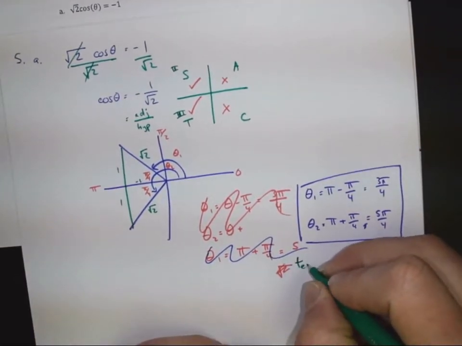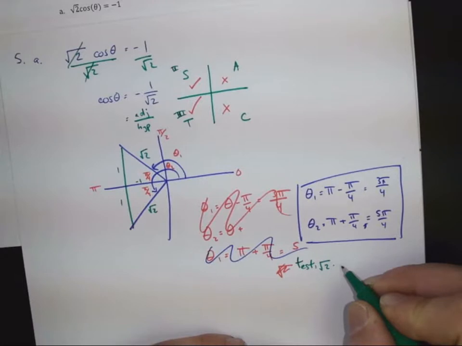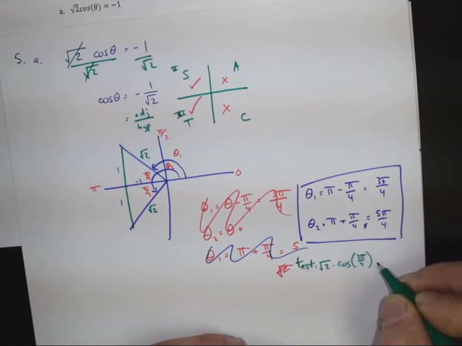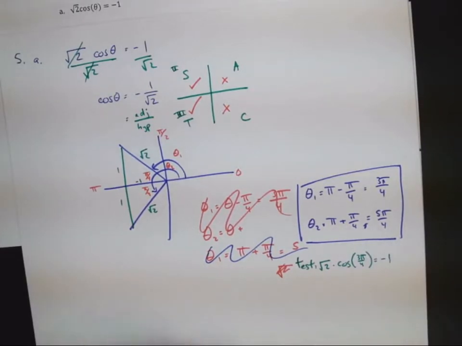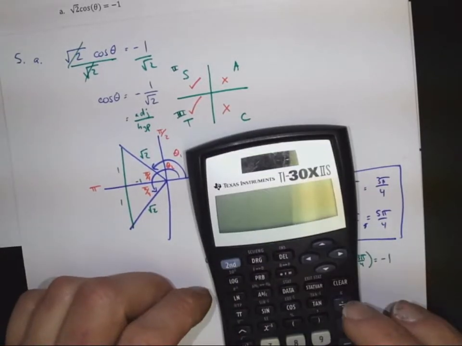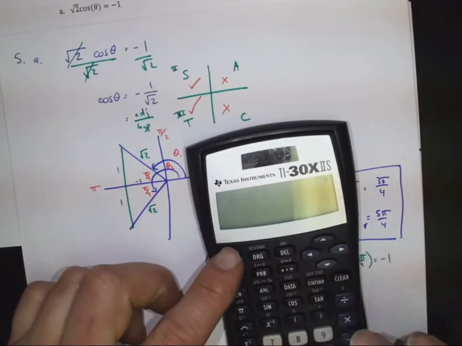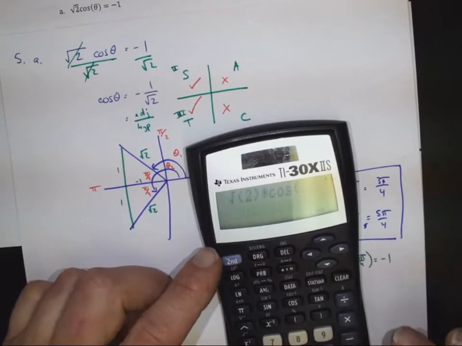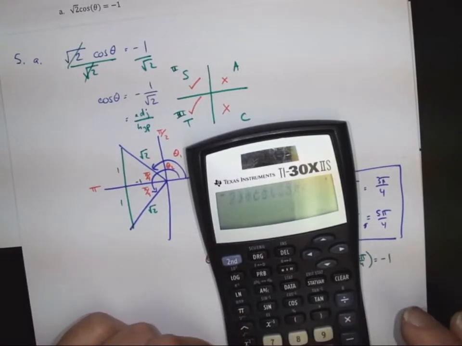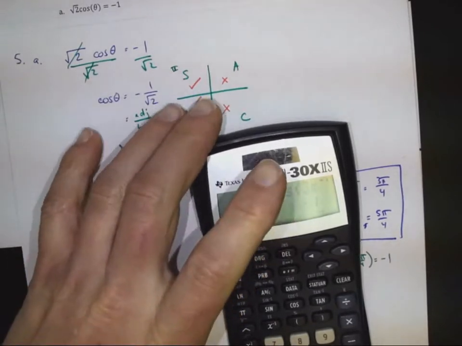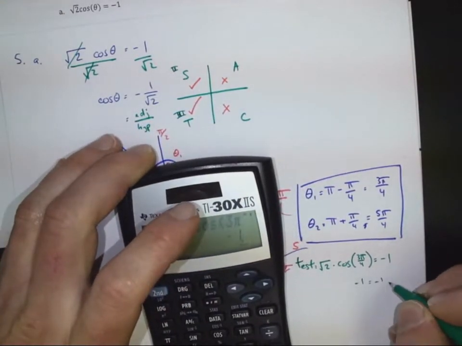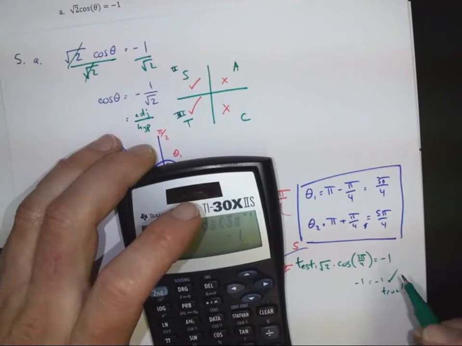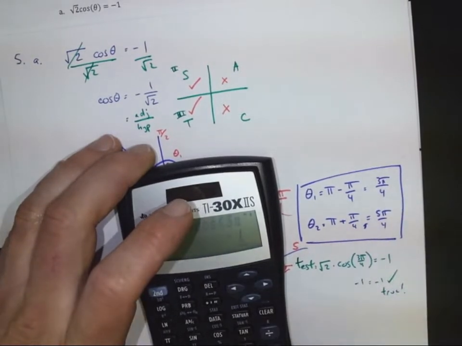So we can test if we want by saying, okay, what happens if I take root 2 times cosine of 3 pi by 4? Is it equal to -1? Let's try it. Root 2 times cosine of 3 pi by 4 equals -1. So we got -1 is equal to -1. That's true. And that's how we can tell that that's one of our angles of theta.